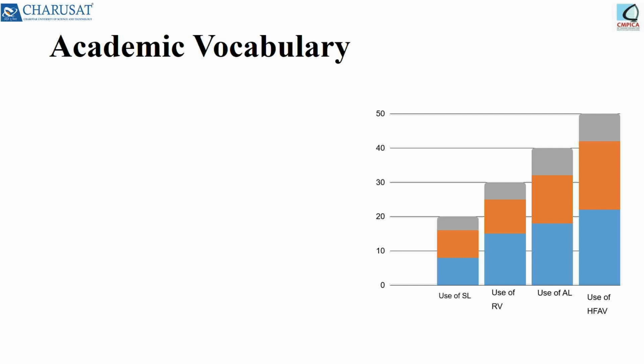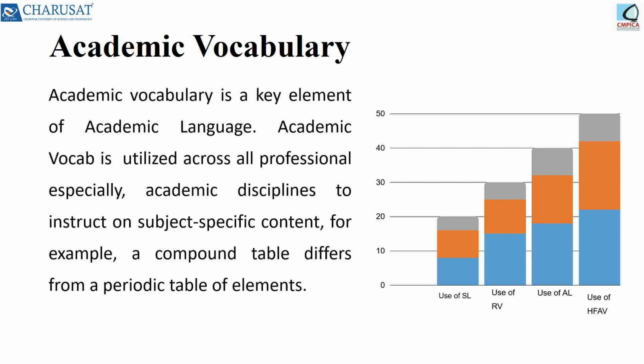So when we say that usage of SL and usage of RV is marked lower in the table chart, we can say that this is basically the environment of an organization or a professional institute where use of social language is lower and use of regular vocabulary is lower, use of academic language is higher, and what is used the highest over here is HFAV, that is high frequency academic vocabulary. Do not worry, we'll see it in the next slides to come.